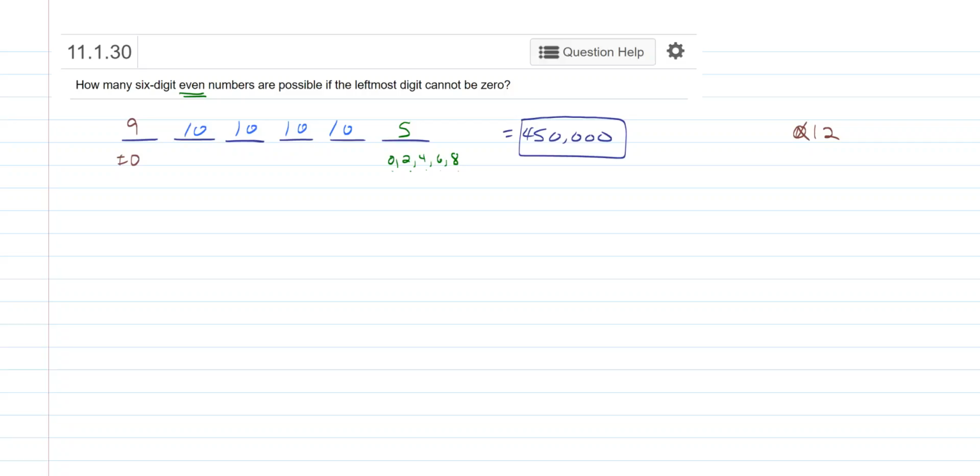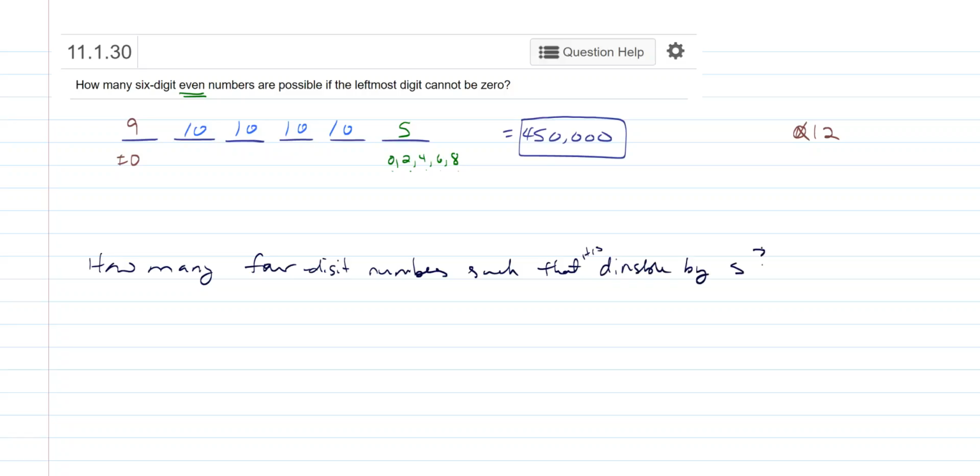Okay. Let me put another question on here that's similar. Suppose I want to know how many 4-digit numbers there are such that it is divisible by 5. So I want to do the same thing. I'm looking at a 4-digit number.